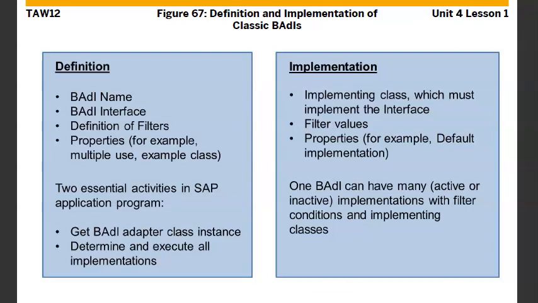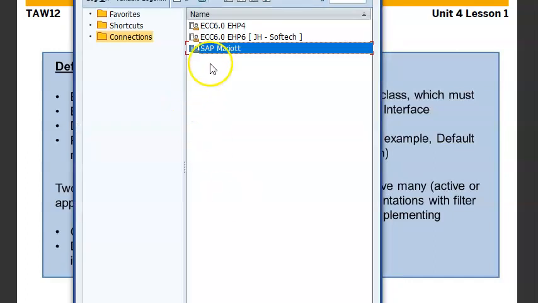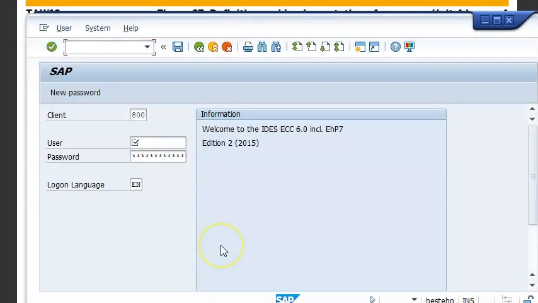Now there are two elements for the business add-in. The first one is the definition, and the second one is the implementation. How to find a BAdI definition is what we'll see. But first of all, let's see the transaction codes which we make use of. Let's say we have found out that there is a BAdI. Then we can go into a transaction code called SE18 and look at the BAdI.